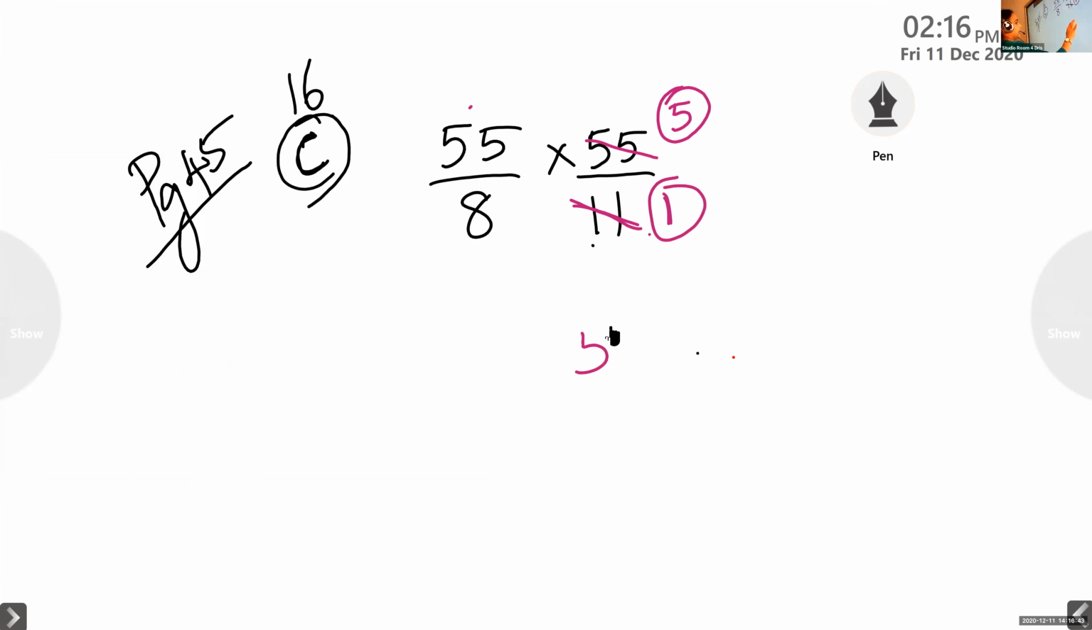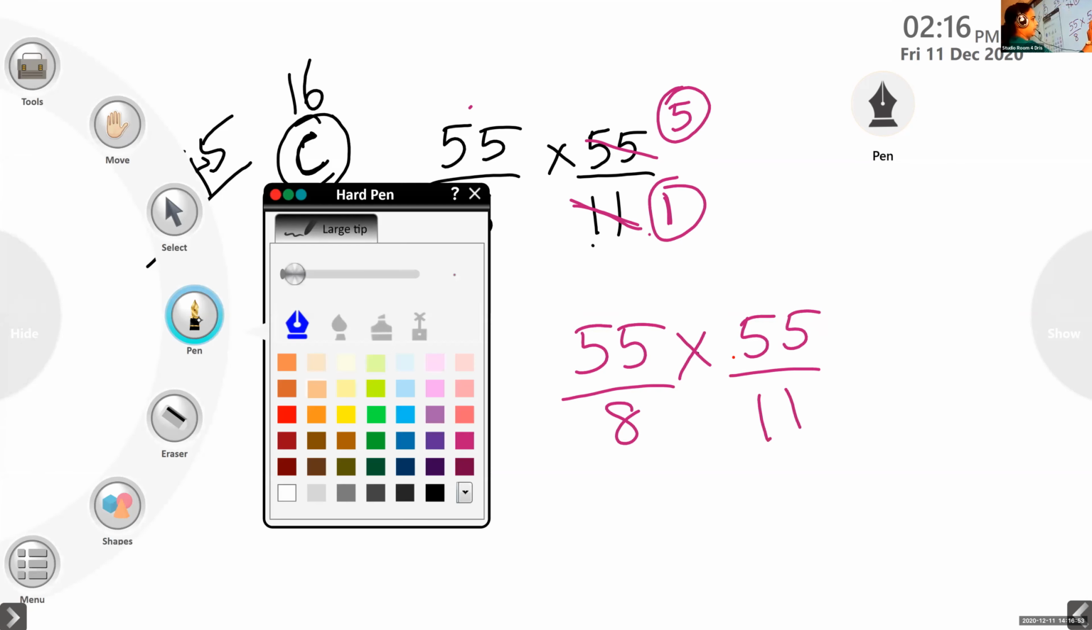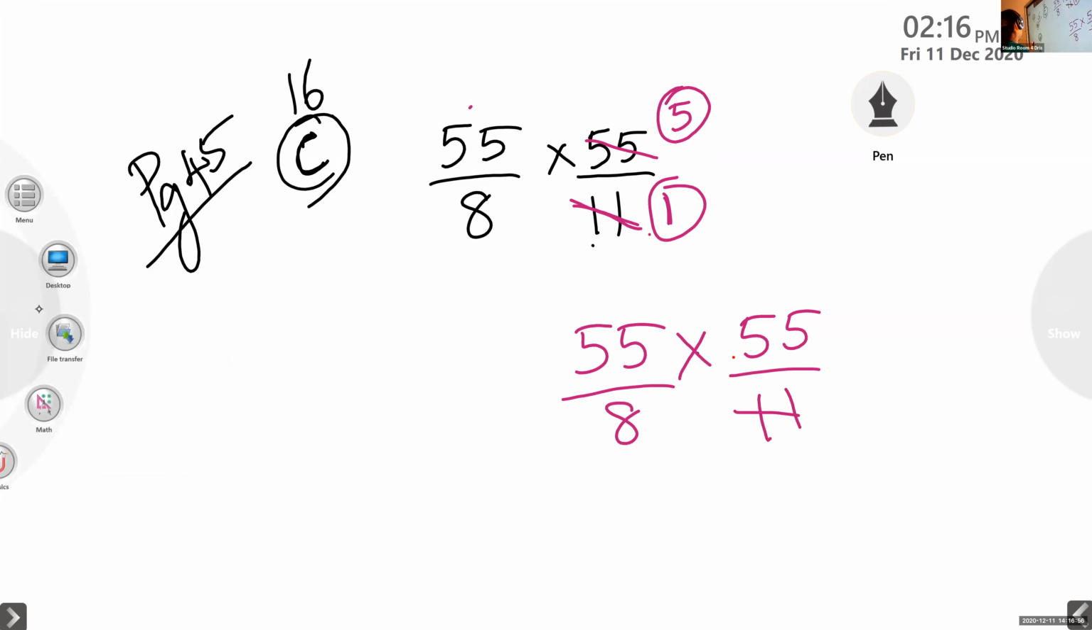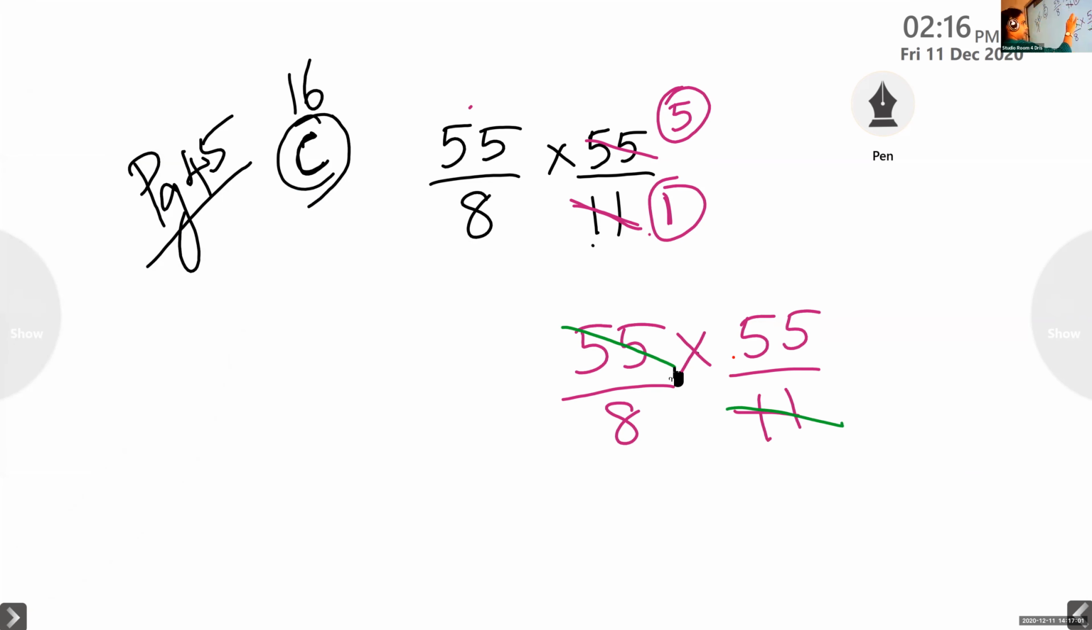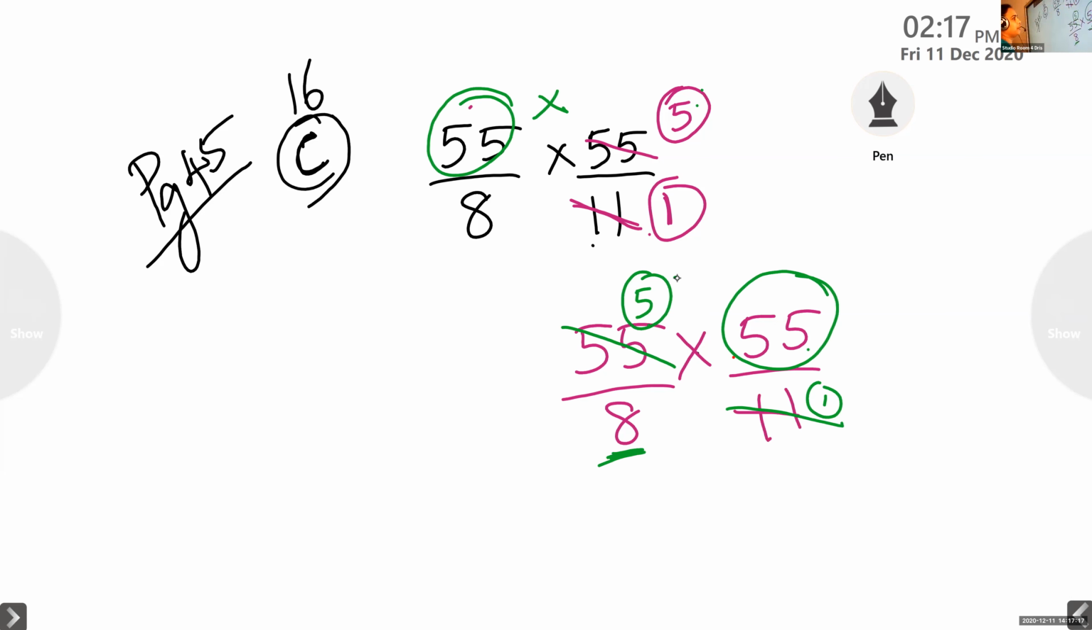Or what you can do? You can make 55 divided by 8 into 55 divided by 11. You can cut cross. Here you can use another color. Here you can cut 11, then here it is 5, here it is 1. Both ways: here 5 into 55, here also 5 into 55. That you have to do. Here there is no 8. There are no common factors between 55 and 5. Okay, children, is that clear?